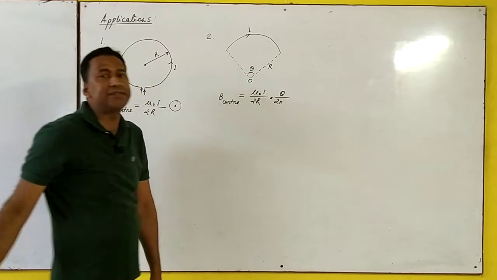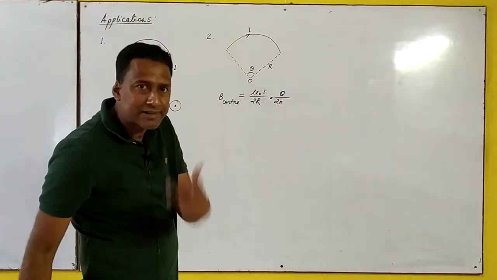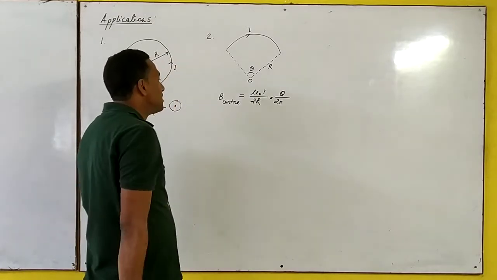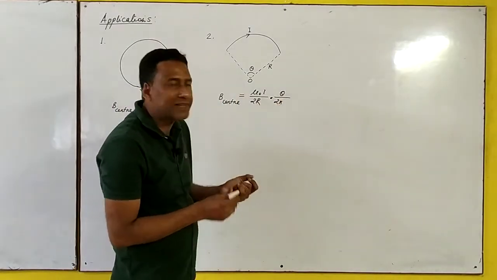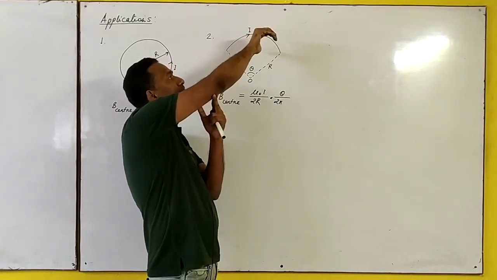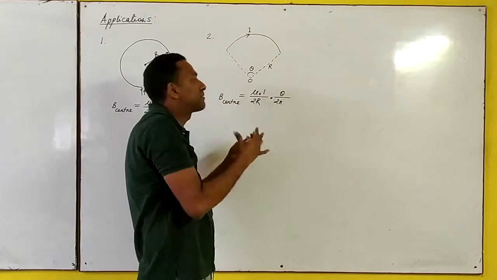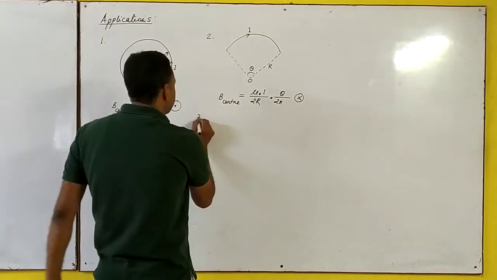Now, how can you apply this formula to find out the magnetic field due to a semicircle, due to a quarter circle? Let us see this. Here the direction we have not decided. How to get the direction? Curl your four fingers along the direction of current flow. Make your thumb straight. So the magnetic field is going into the plane of the page. Into means cross.